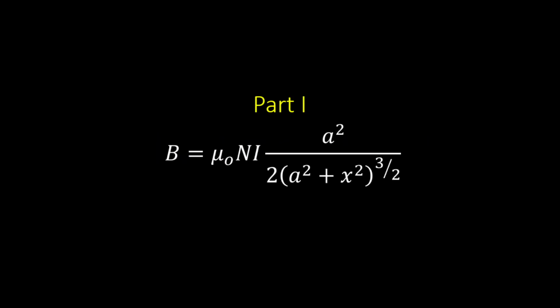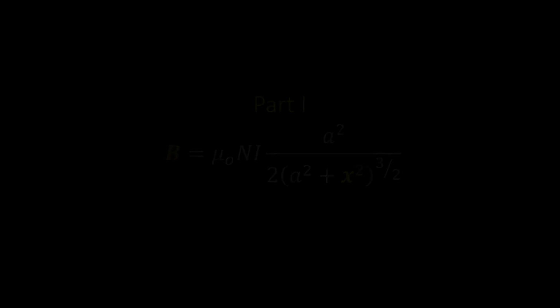In part 1 of our experiment, the magnetic field as a function of x will be demonstrated. In part 2 of the experiment, your instructor will demonstrate the Helmholtz coils for you and will show you how the magnetic field between the two coils is uniform, close to the axis of the coils.